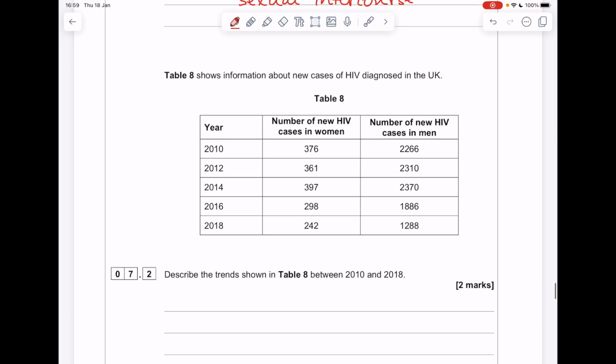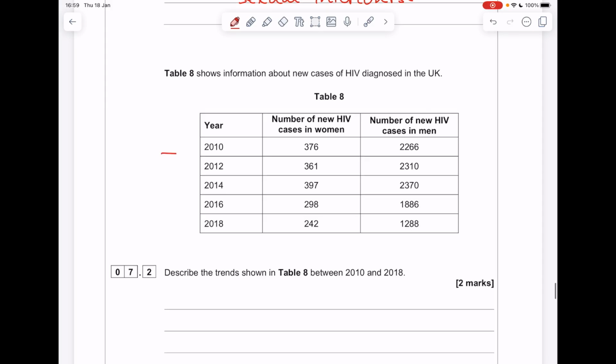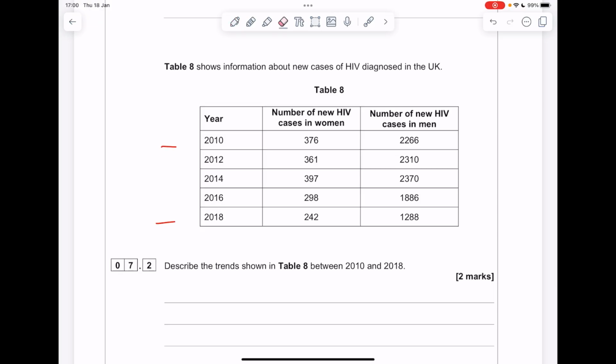Table 8 shows information about new cases of HIV diagnosed in the UK. Describe the trends shown in Table 8 between 2010 and 2018. Now for women, you can see from that data, the number decreases, then increases, then decreases again. The number of cases in men increases and then decreases.